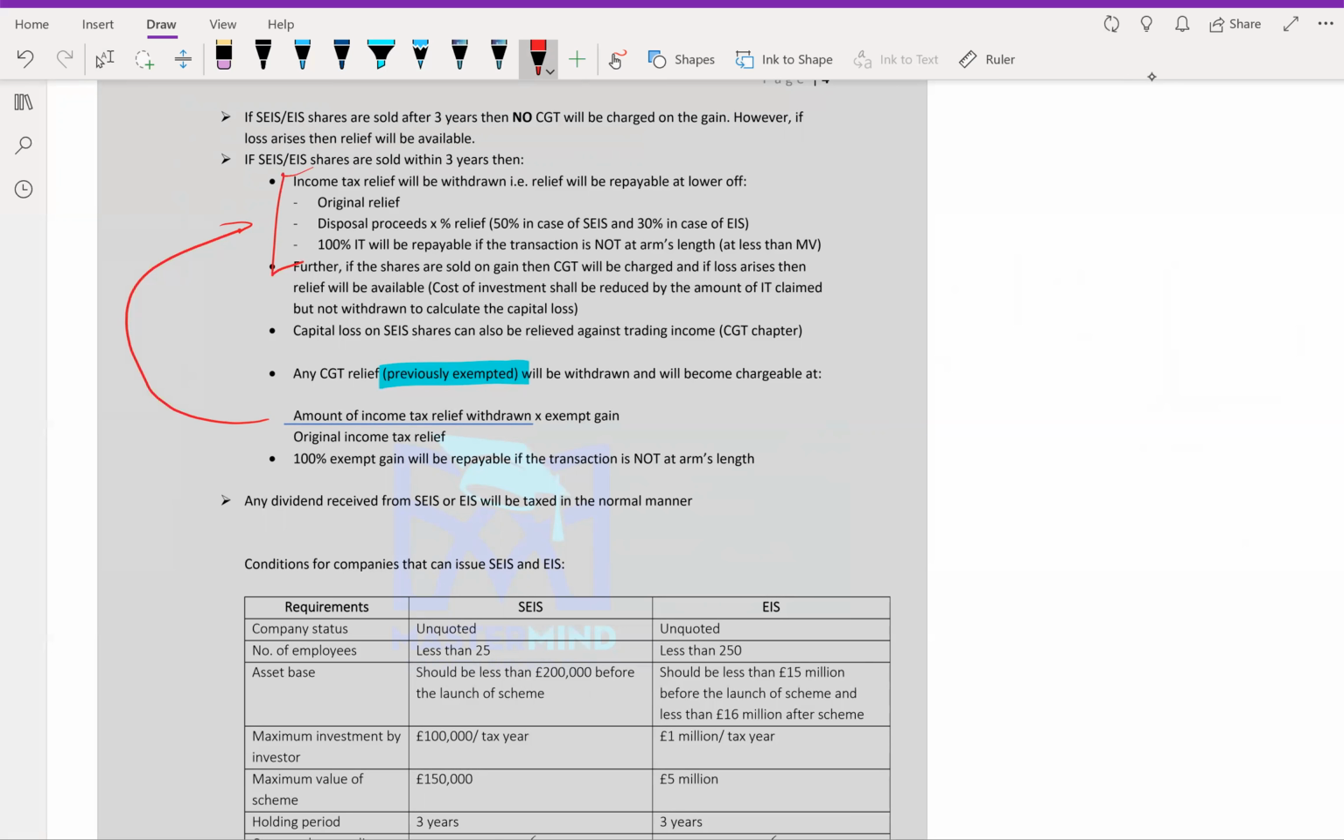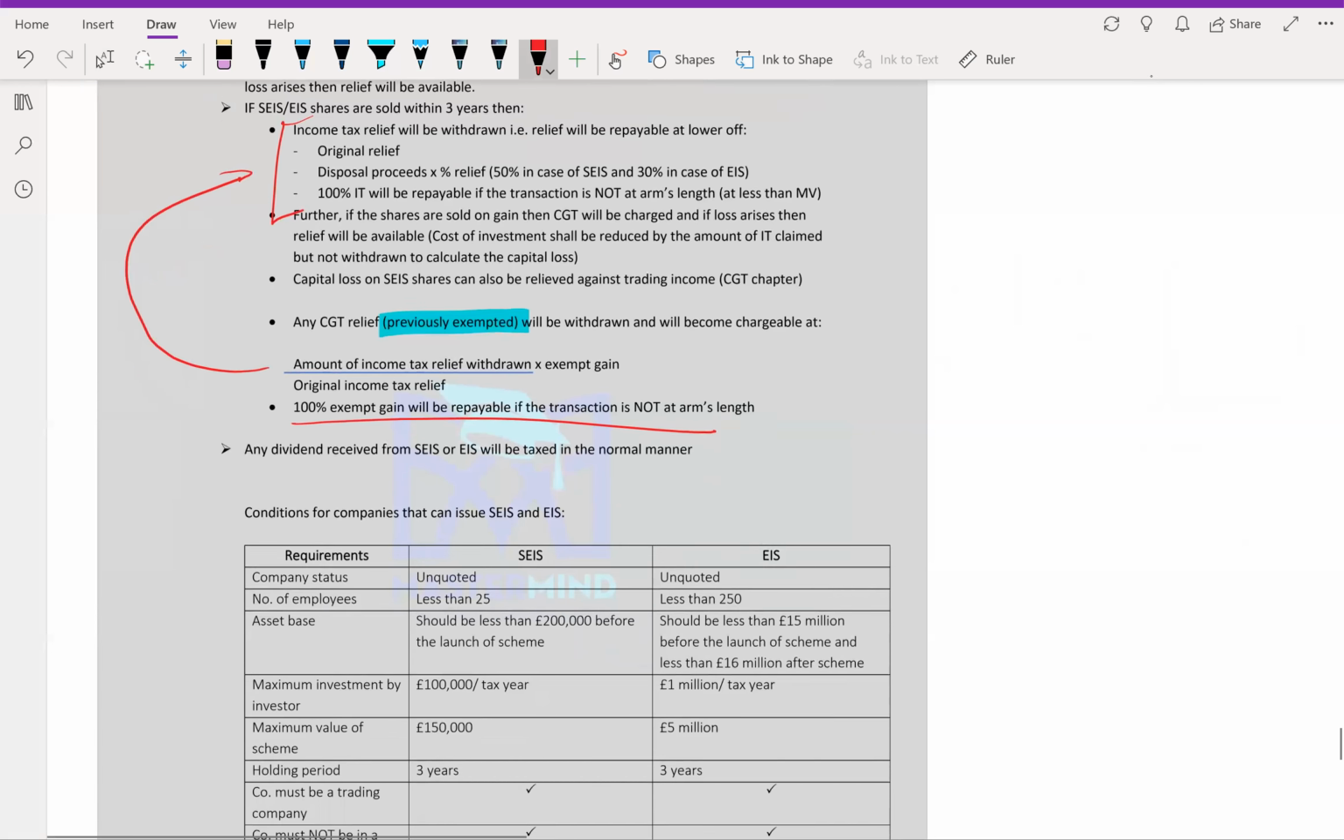100% exempt gain will be repayable if the transaction is not at arm's length. Any dividend received from SEIS or EIS shares will be taxed in the normal manner. All right.